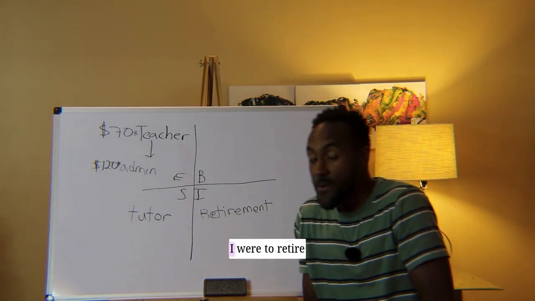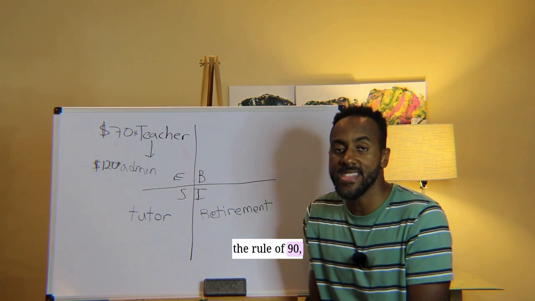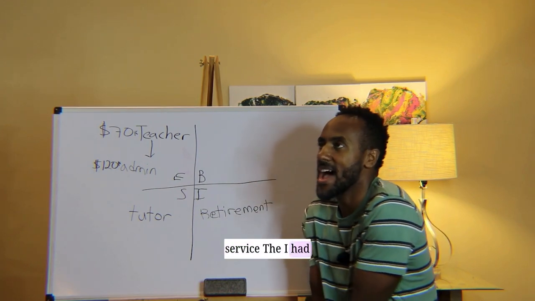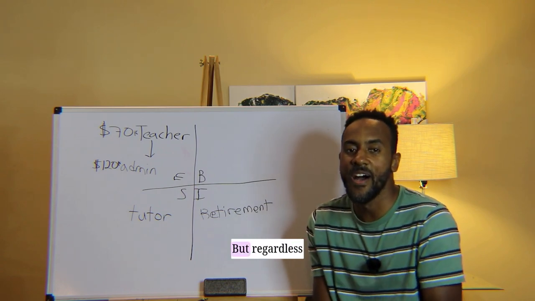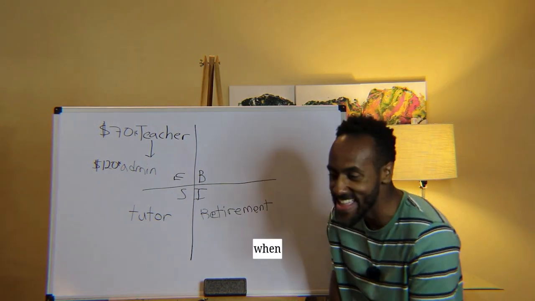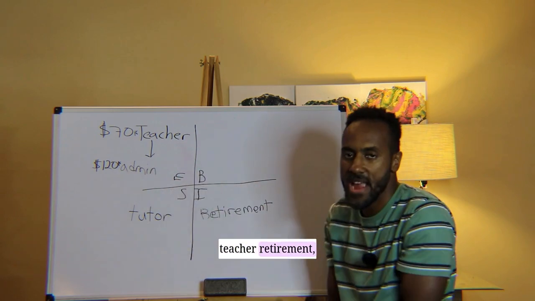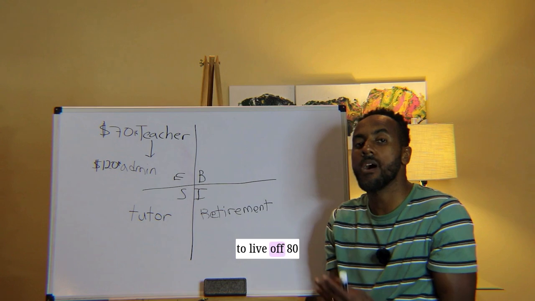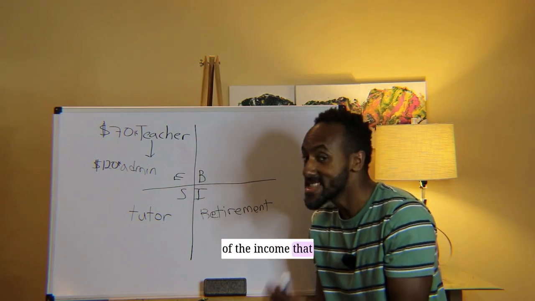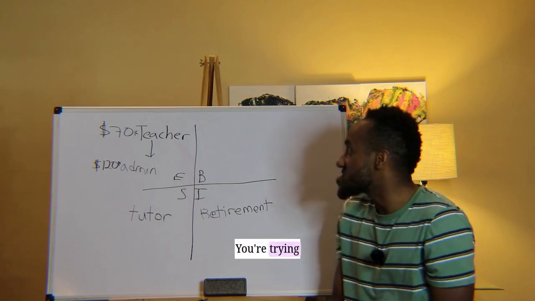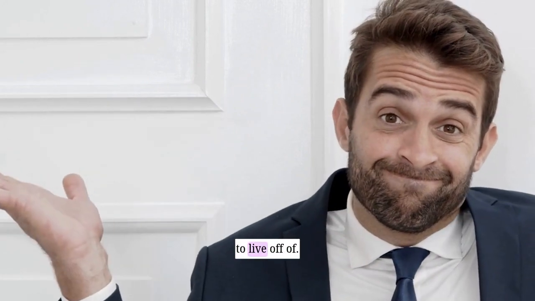For me, if I were to retire as a teacher, first of all, I would have to abide by something called the rule of 90, where the amount of years of service I had and my age would have to add up to 90. So I'd probably get to retire when I'm like 109. But regardless of that, when you retire and all you're living off of is your teacher retirement, you end up having to live off 80% of 100% of the income that you can barely live off before. You're trying to live off 80% of this amount over here that you're already struggling with to live off of.